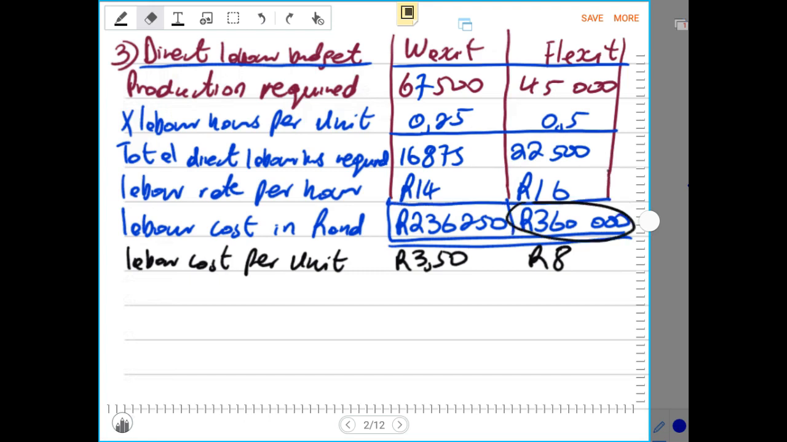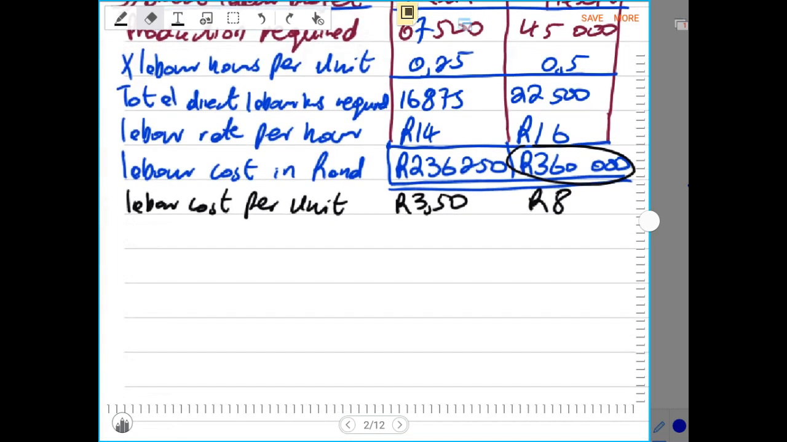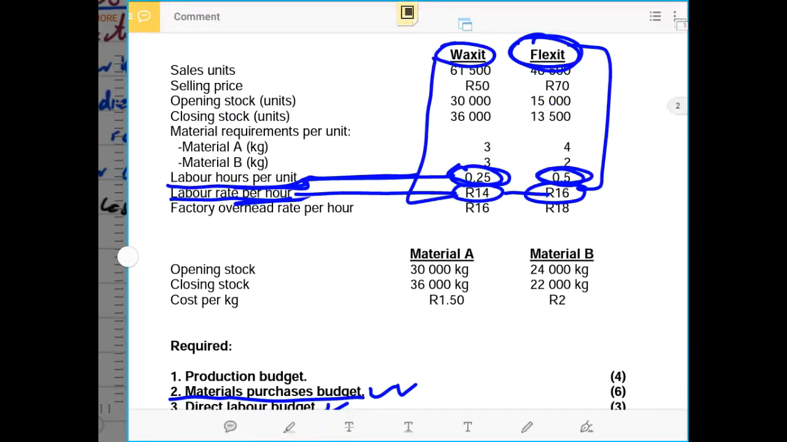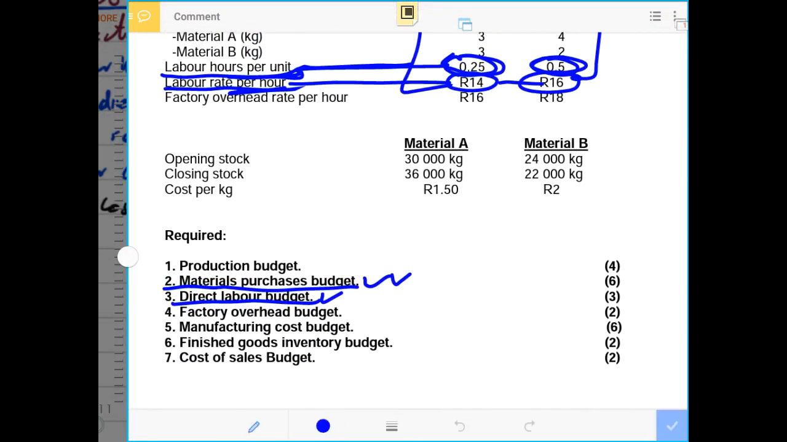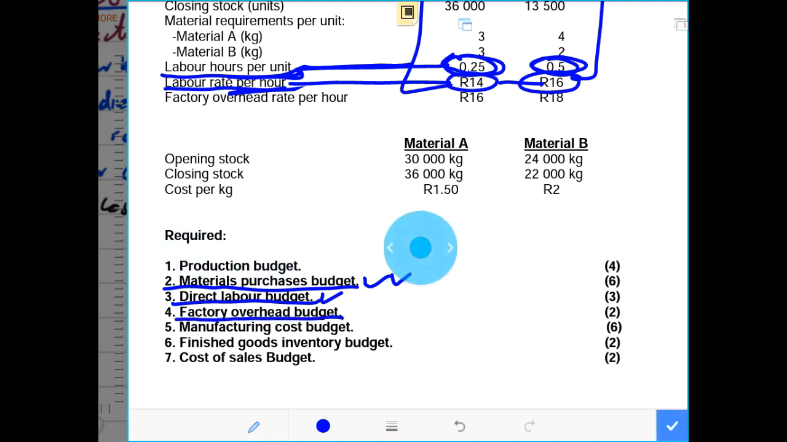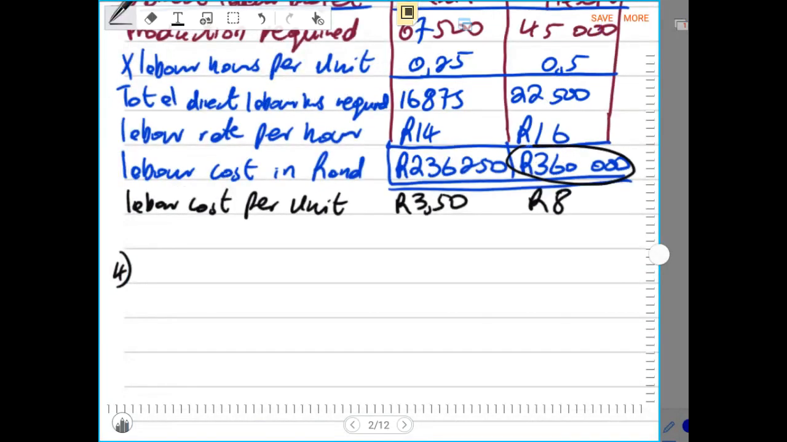So now let us continue to the next budget. The next budget will be budget number 4, and I think it is the manufacturing overheads budget, which is the factory overheads budget. Yes, manufacturing overheads budget. Then let us do that budget for the two products.